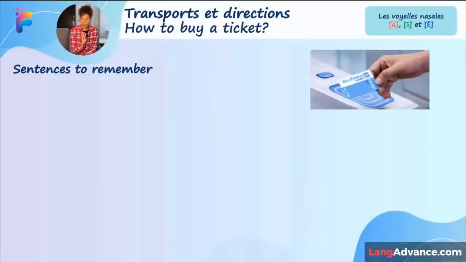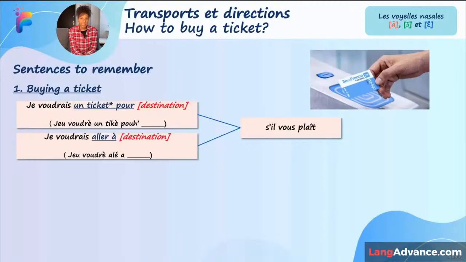Sentences that you need to remember. How to buy a ticket. When you want to buy a ticket, use one of the following sentences. Je voudrais un ticket pour, then you add your destination, s'il vous plaît. Or you could say, je voudrais aller à, give your destination, s'il vous plaît. Je voudrais un ticket pour Saint-Denis, s'il vous plaît. Je voudrais aller à Saint-Denis, s'il vous plaît.